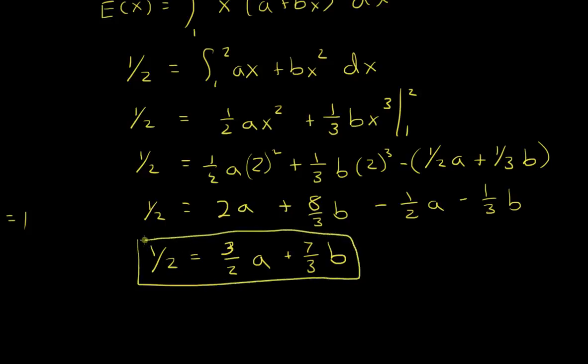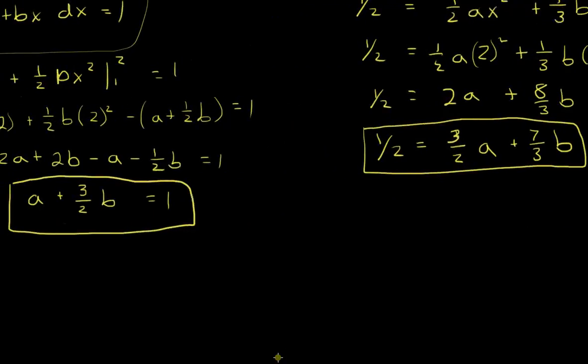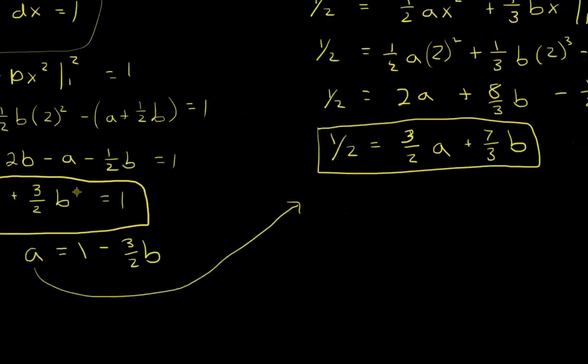2 equations, 2 unknowns. I can solve this. All right, let me go ahead and move my screen. So there are my 2 equations. There are a number of ways you can solve this. Probably the easiest is to go ahead and figure out what a is with this equation over here. So I'll say a equals 1 minus 3/2 b. Now plug this a into this equation, right? That's the way you solve when you have 2 unknowns, 2 equations. You can do the substitution method.